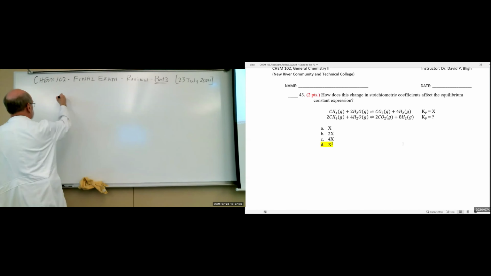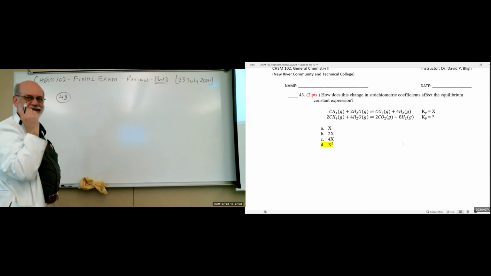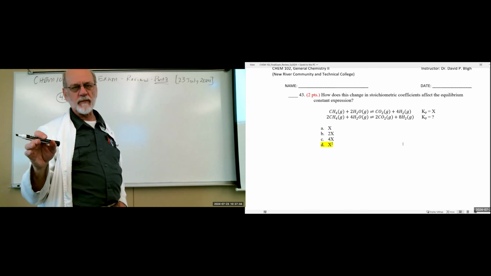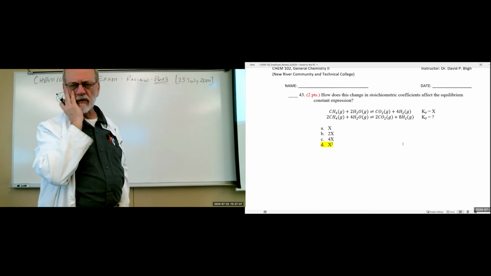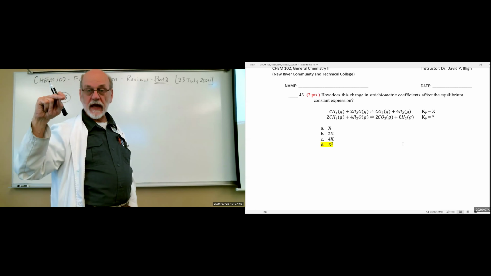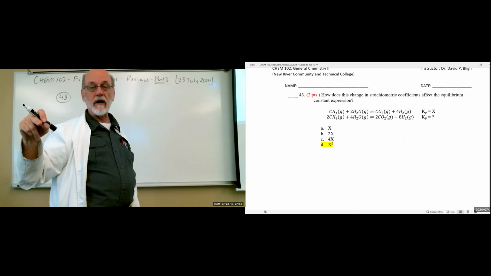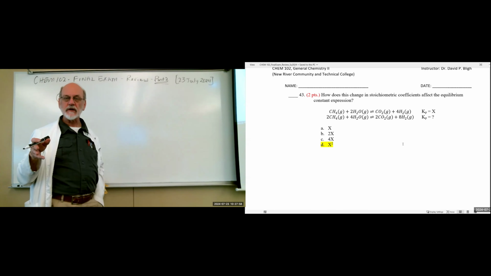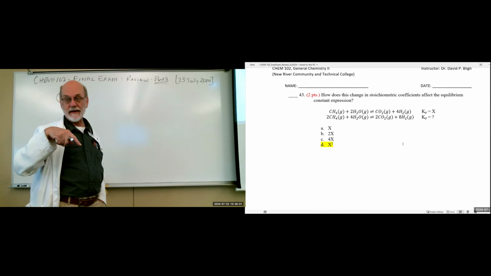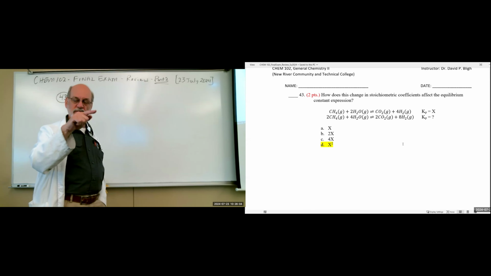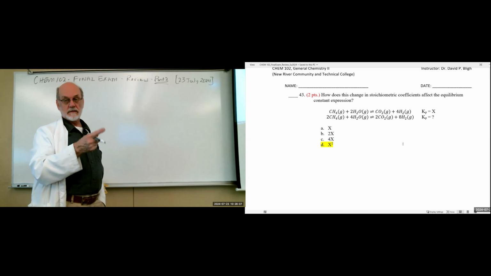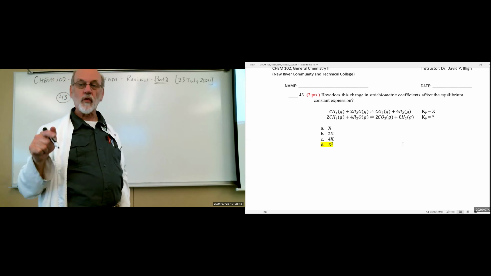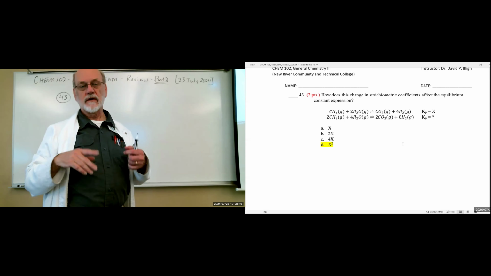Number 43. How does this change in stoichiometric coefficient affect the equilibrium constant expression? What did we do from the first one to the second one? It looks like the first one was multiplied by a factor of 2, correct? So what happens to the equilibrium constant when you multiply the whole equation by a factor? The factor becomes the power of the previous equilibrium constant. So Kp for the second one is going to be x squared. Our factor was 2, so it's x squared.